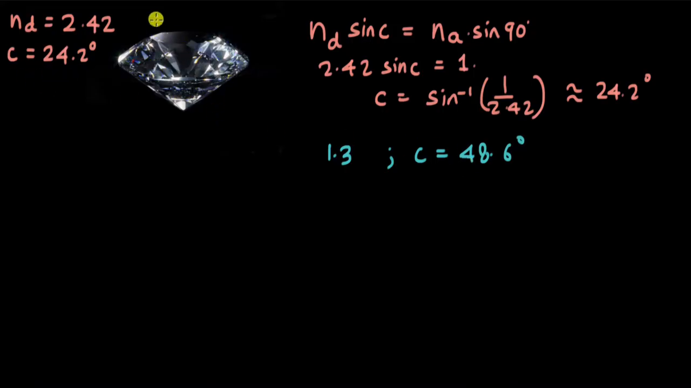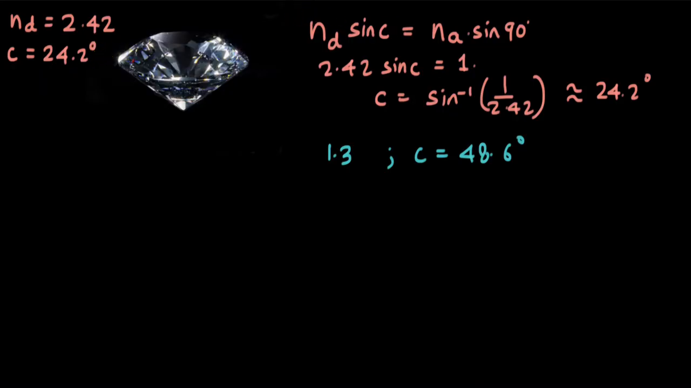It means that if the light enters this diamond, it would be very difficult for the light to exit the diamond because the critical angle is so low. So it's very likely, it's very possible that every time light is incident on any one of these faces, the angle of incidence is more than 24.2. Let's see how that would look.